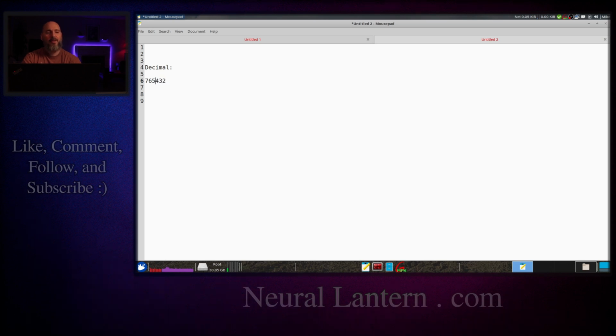765,432. How do we know that this is 700,000? Because it's in a certain position. It's several digits to the left. How do we know that the next one represents 65,000? Well, it's one less to the left, so it's a tenth of the power of the 7 digit. Same thing for the 5. How do we know that's 1,000? Same thing for the 4 and the 3 and the 2.